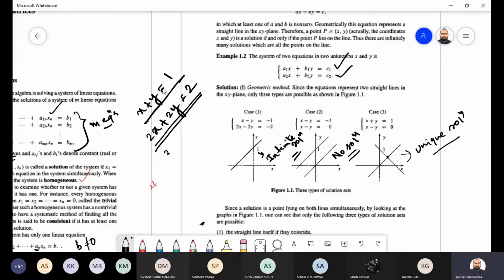You can write thousands like that. 3x plus 3y equal to 3. Nothing you have done, only you have multiplied by 1 or 2 or 3. Actually, they are the same equation.